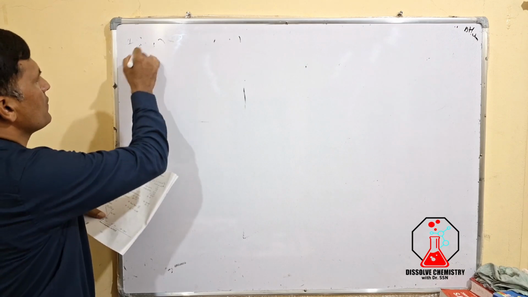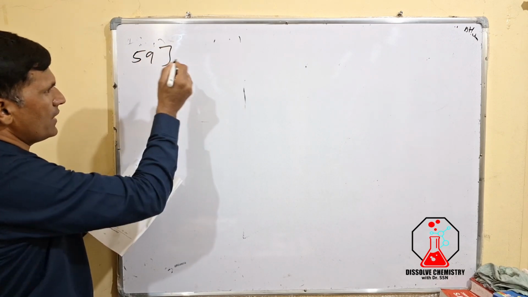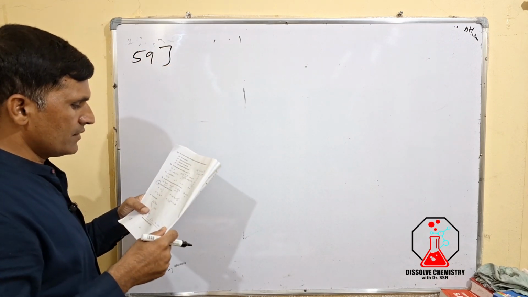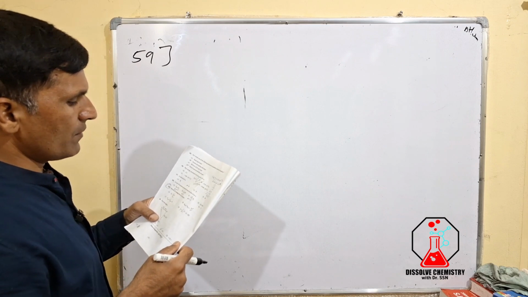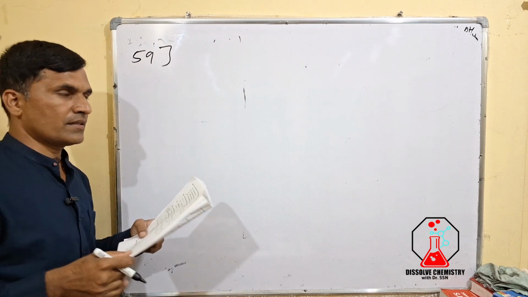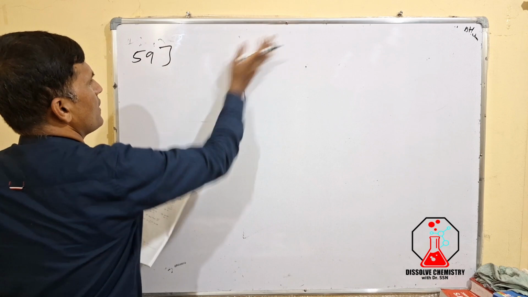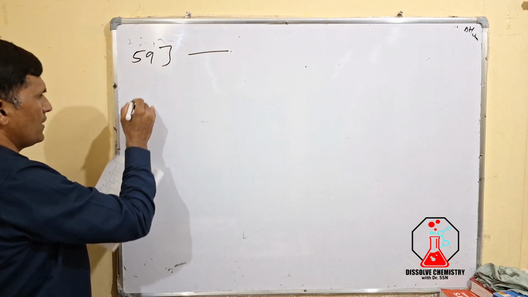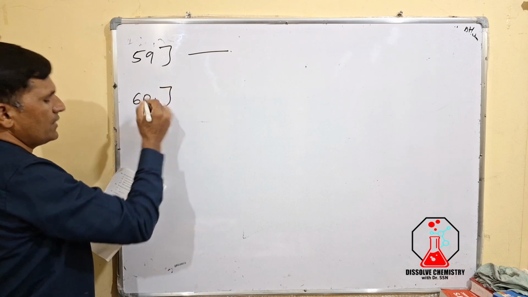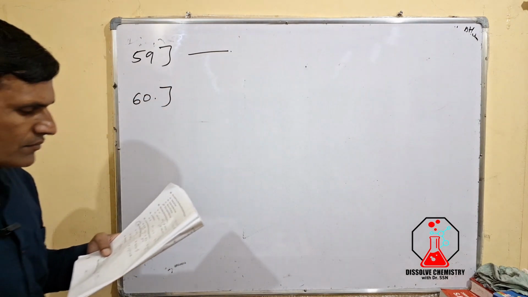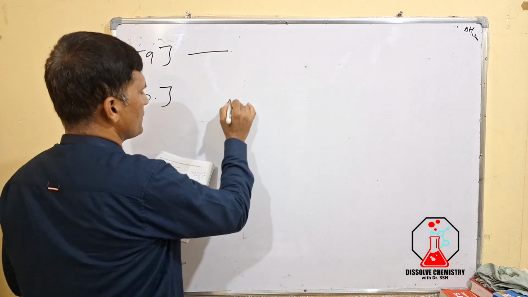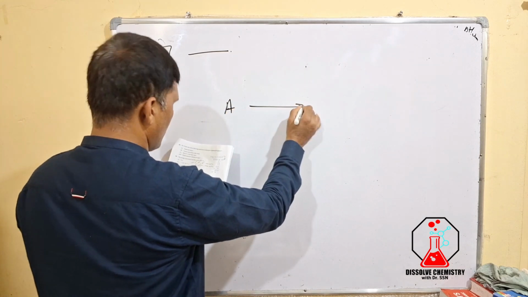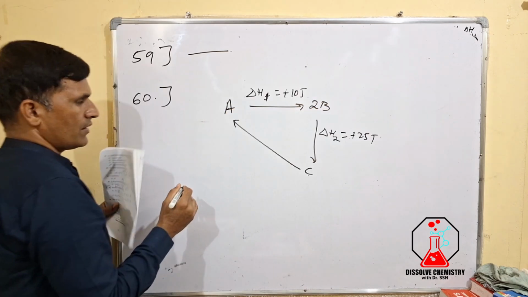Okay, the 59th question is, again it is from states of matter. Sorry, it is from, yes, states of matter, right? And it is also out of syllabus, right? Then the last question, that is the 60th question, is from the diagram. Okay, this diagram is okay.